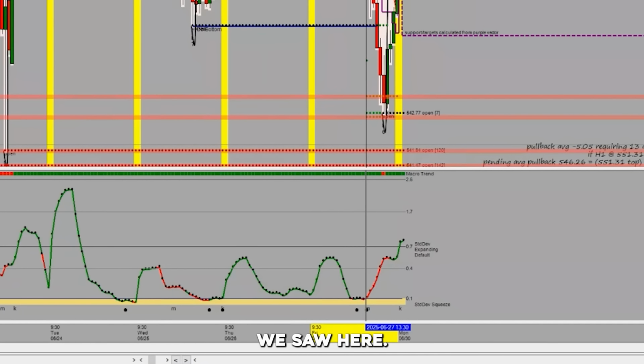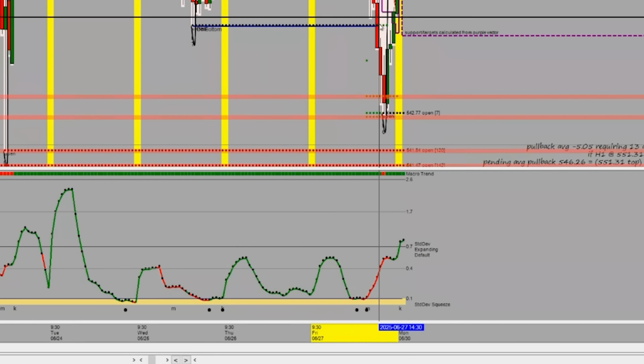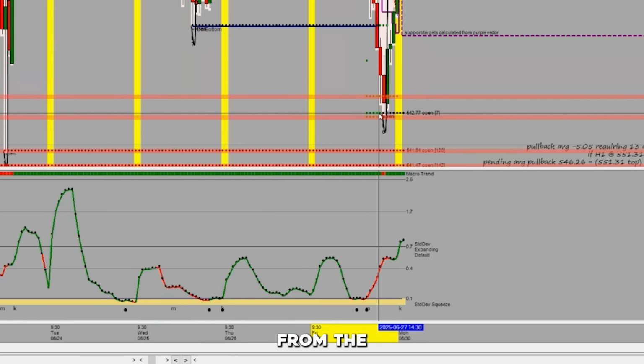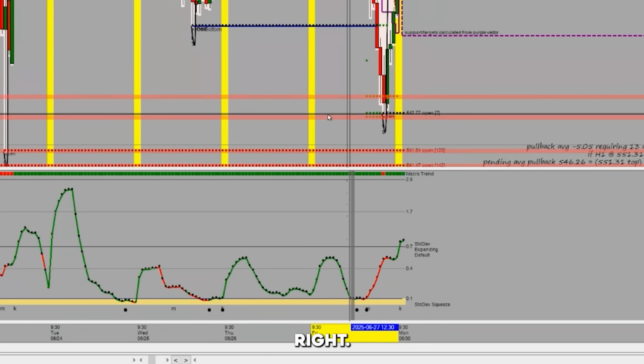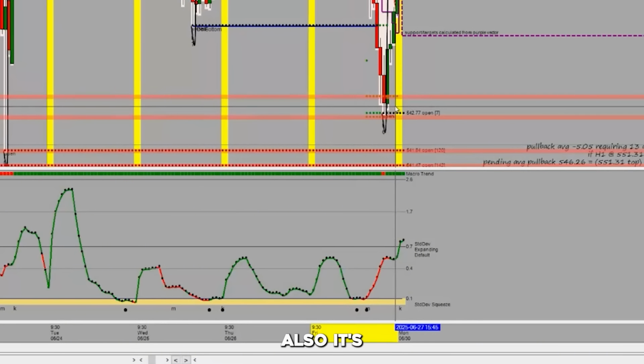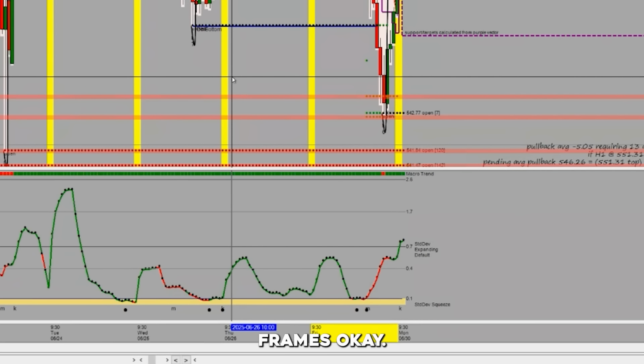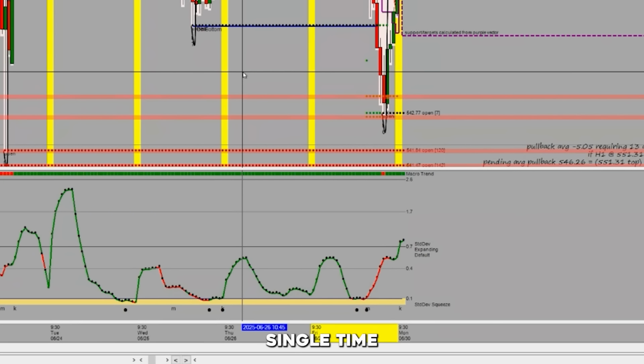And guess what? We saw it here. We saw the volatile move on Friday, right? It was an expansion from the standard deviation squeeze. And till now also it's trying to continue above, the volatility squeeze is still working out. That is the middle value, like 0.7 is the middle value. It keeps on changing for different time frames. It's not the same for every single time frame.